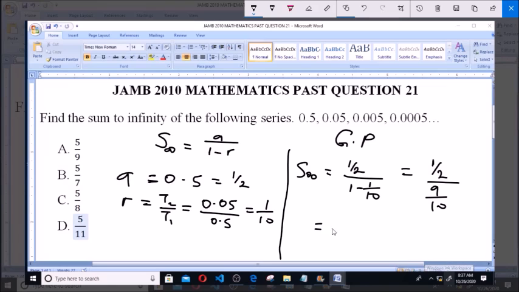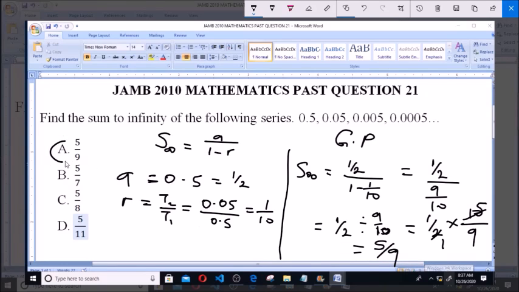So now this is equal to 1 over 2 divided by 9 over 10. Now we can write this by changing this division sign to multiplication sign, so we have 1 over 2 multiplied by 10 all over 9. 2 here goes 1, 2 here goes 5. So this is equal to 5 all over 9, and that is option A. So 5 over 9 is the sum to infinity of the following series.